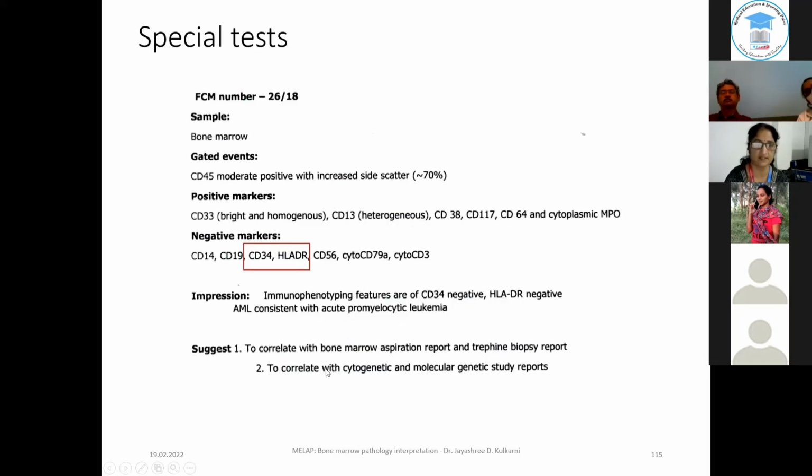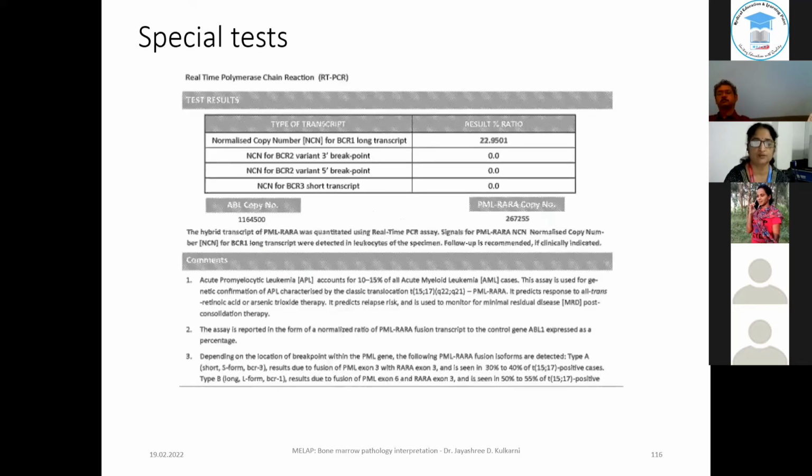translocation between 15-17, and the flow showed CD34 and HLA-DR are negative. So this was what I was telling you, that flow will help us differentiate between these morphologically similar looking acute myeloid leukemias. CD34 and DR is typically negative in APML. And there is another differential diagnosis with flow of this pattern, that is an NPM1 mutation. So we need to look at the copy number also, this is for the follow-up of the patients.